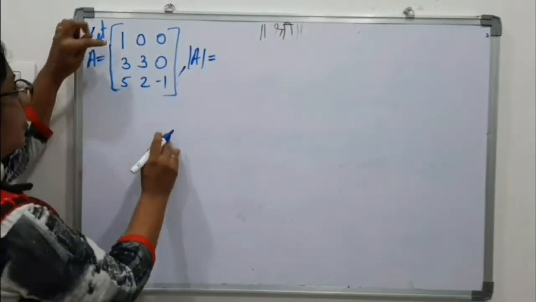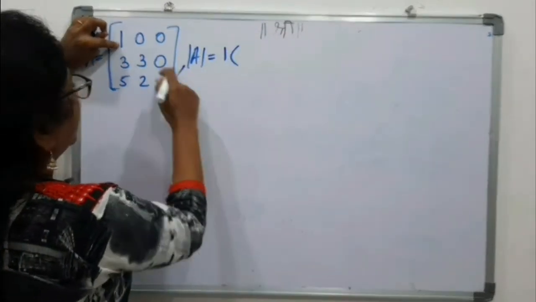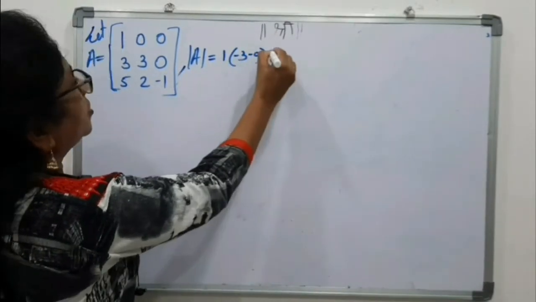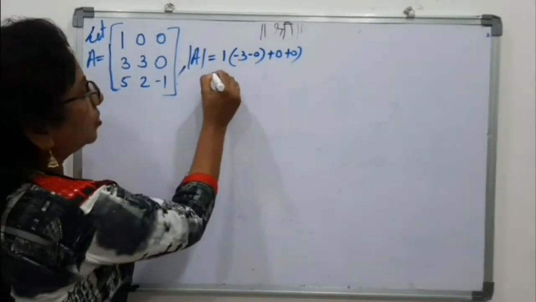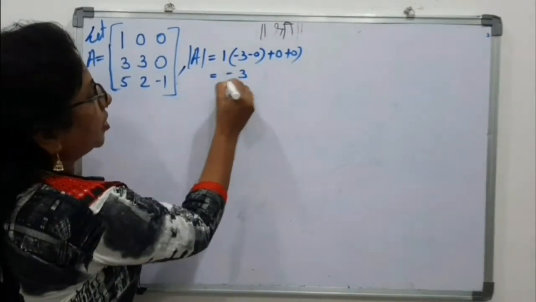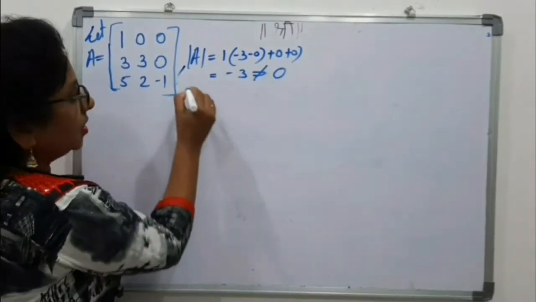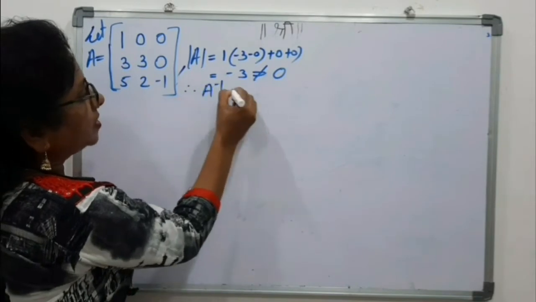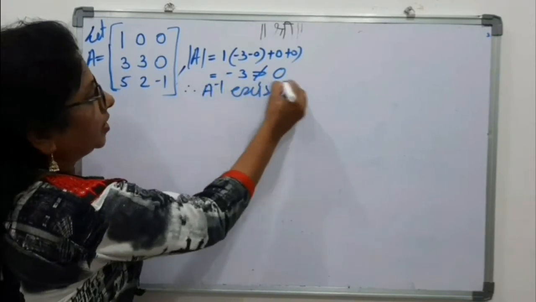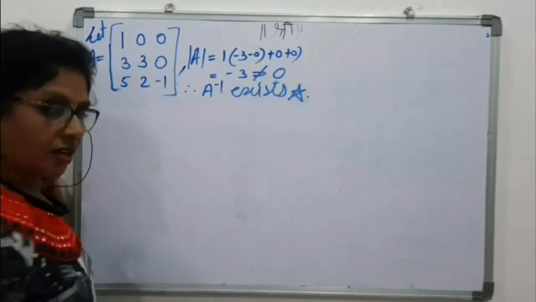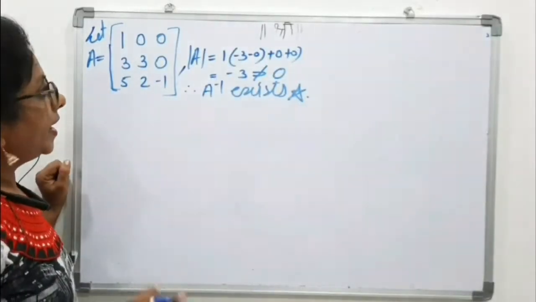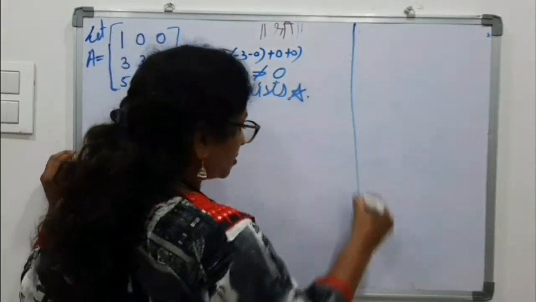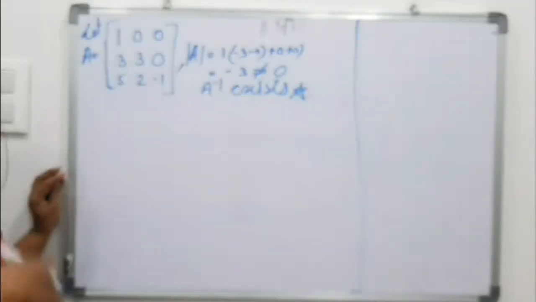So determinant of this: 1 in bracket minus 3, 0, plus 0, plus 0, because 0 into anything is 0. So minus 3, which is non-zero. Therefore A inverse exists. This is the very important work we have to do whenever we want to find the inverse of any matrix. Now one by one we will find all the cofactors.